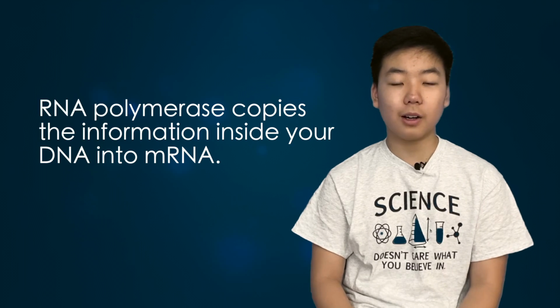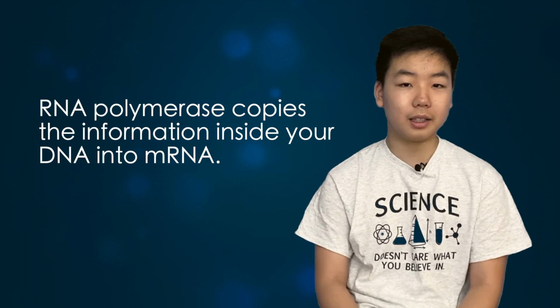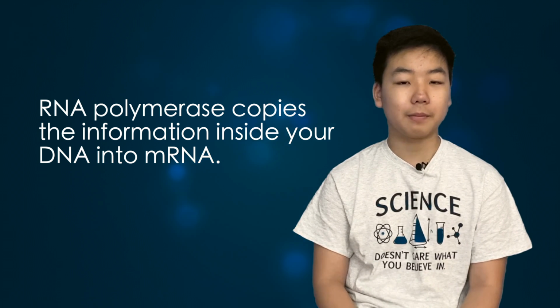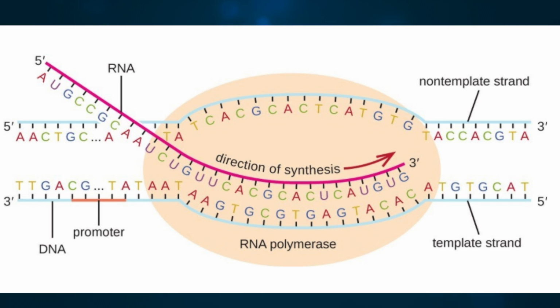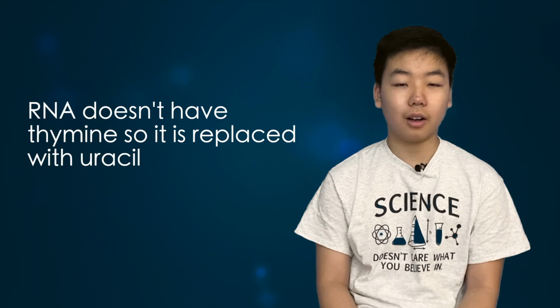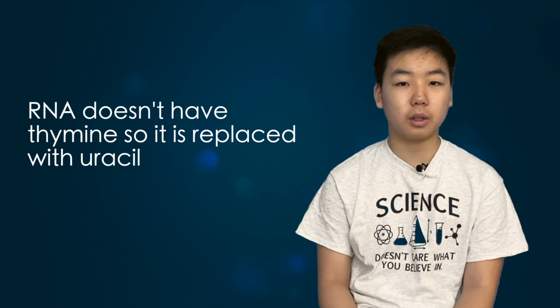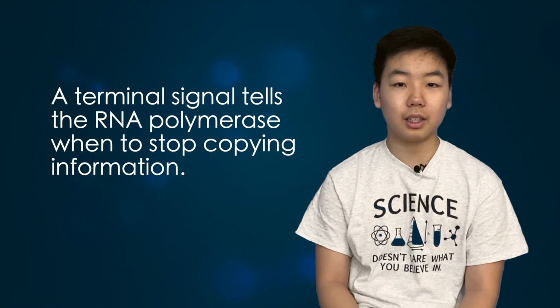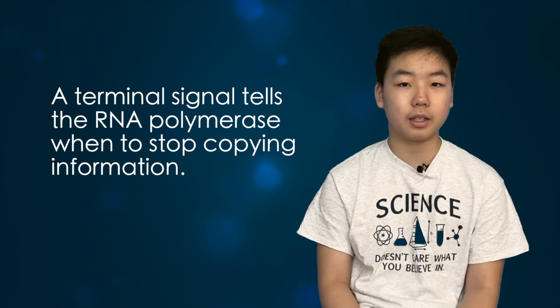An enzyme known as RNA polymerase copies the information inside the DNA and turns it into mRNA. The M stands for messenger. It does this by reading the nitrogenous bases in the DNA, adenine, thymine, cytosine, and guanine, and finding the complementary base for each one. If you remember from the previous video, RNA doesn't have thymine, so it's replaced with uracil. The RNA polymerase keeps forming this RNA until it hits a point in the DNA called a terminal signal. The terminal signal tells the RNA polymerase to stop copying information.